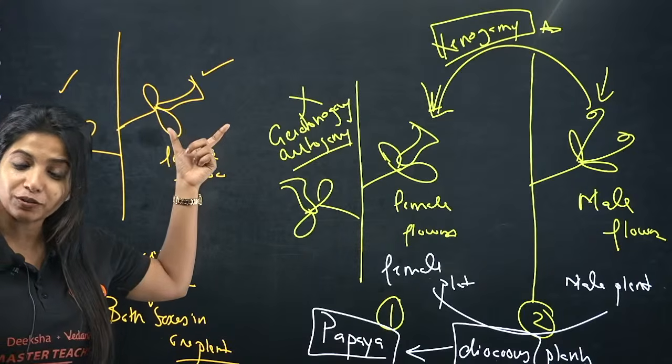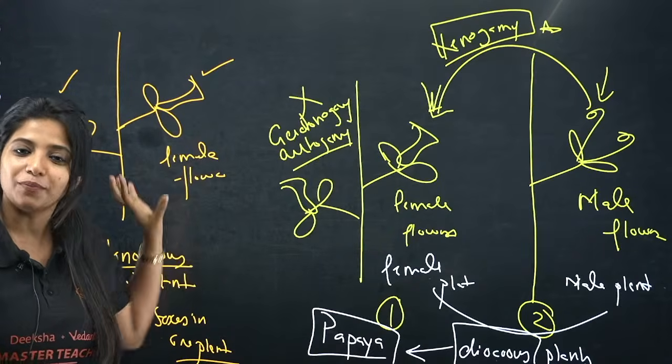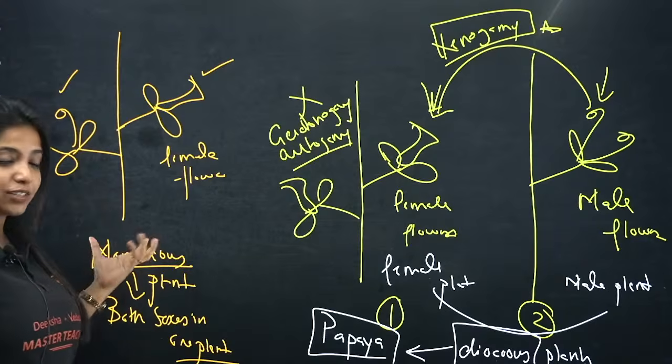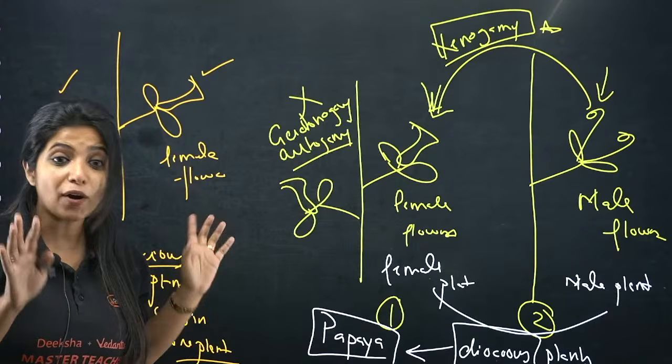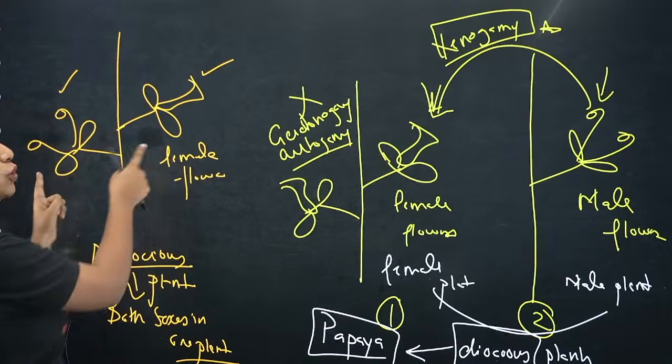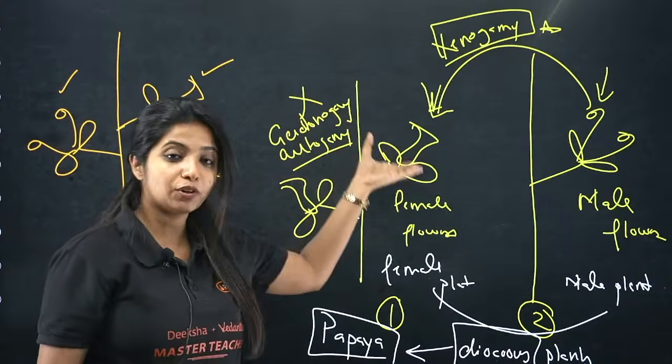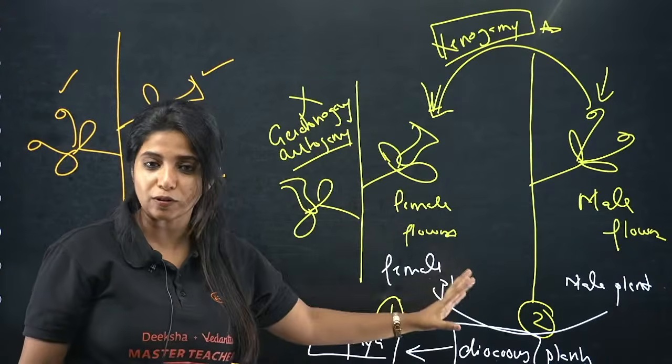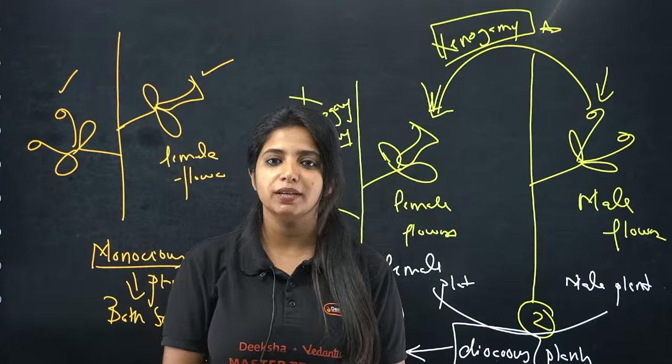But they are unisexual flowers, right? Both the sexes are there in one plant. This is not a unisexual plant, but it has unisexual flowers. Here they were unisexual flowers and had a unisexual plant also. This is not the case over here.